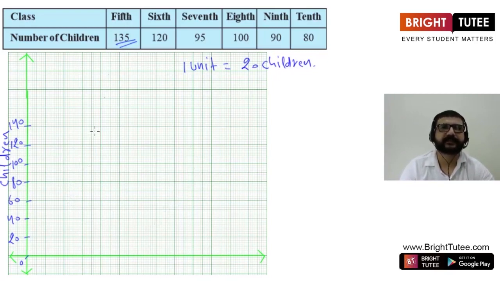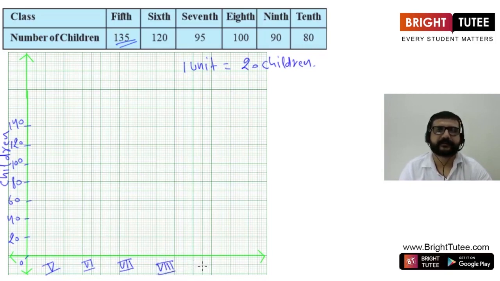So now for the class 5th, number of students are 135. Now here on the horizontal line we will represent the classes. So here is for the 5th class, and then we will draw for the 6th class, and then 7th, 8th, 9th and 10th class. So as we can see, in the 5th class number of children are 135. So its bar will be like this.